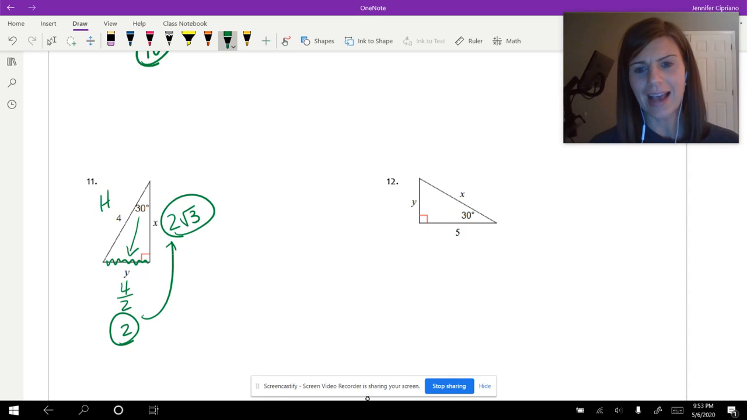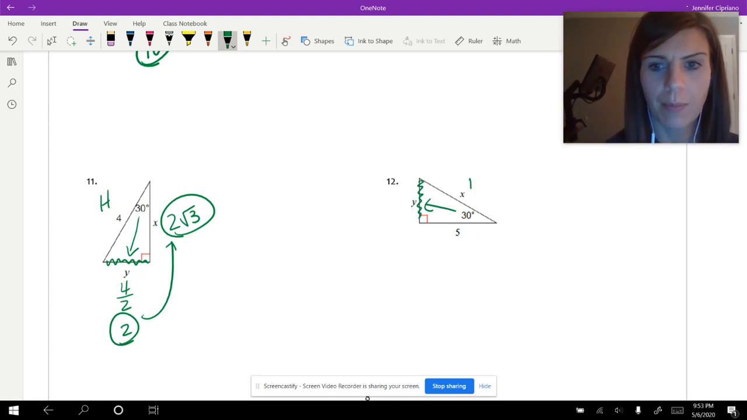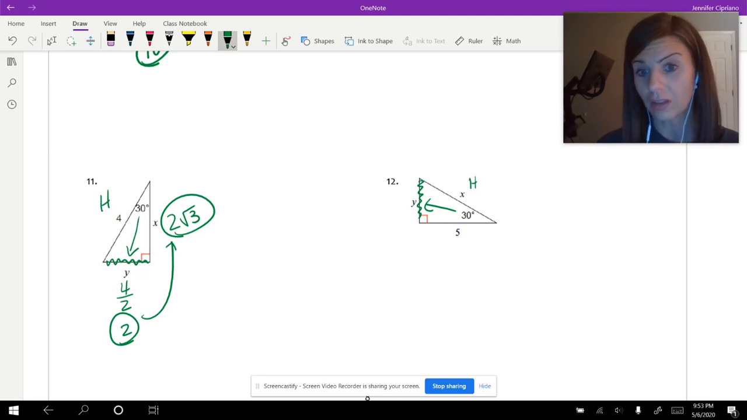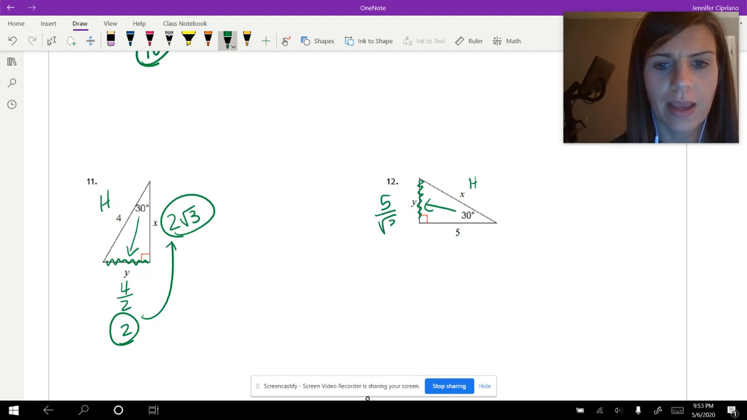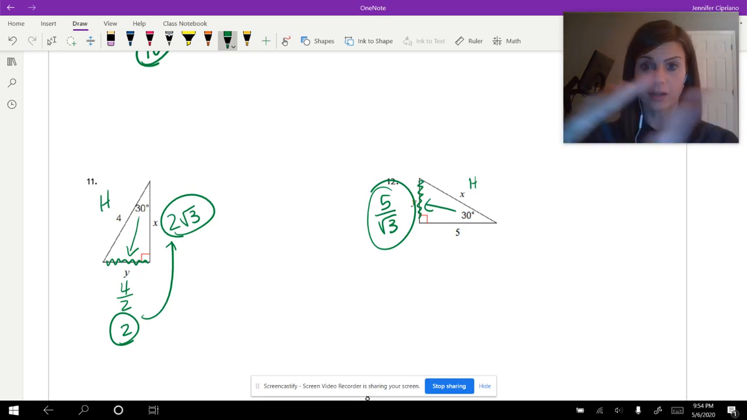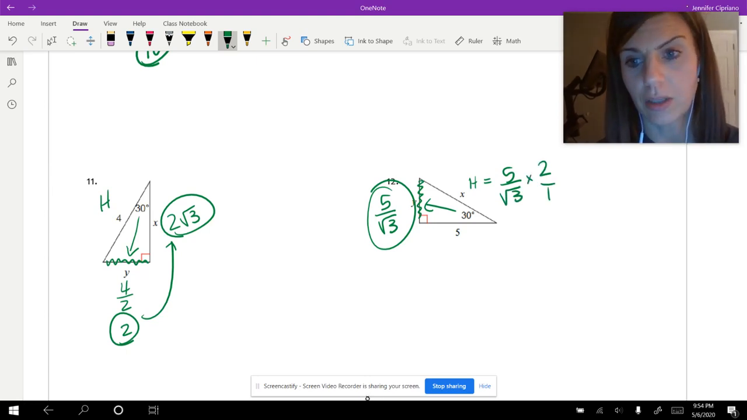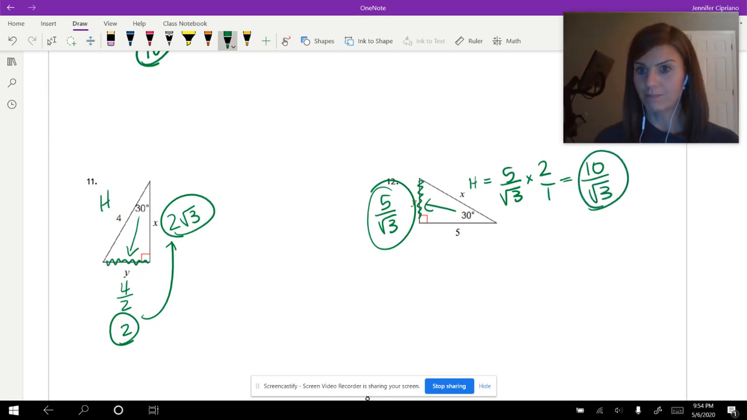All right, and then the last one, number 12. So across from the 30 degrees, y is our short leg, x is our hypotenuse here, so 5 is the long leg. To go from long to short, we divide by root 3. Again, in this one, the square root doesn't cancel, so there's not anything really that we can do to simplify this. We're just going to leave it as 5 over root 3. And then to go from short to hypotenuse, we multiply that by 2, which is like multiplying by 2 over 1. So the hypotenuse would be 10 divided by the square root of 3.